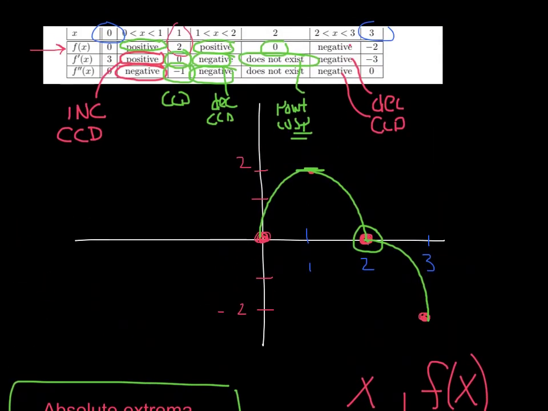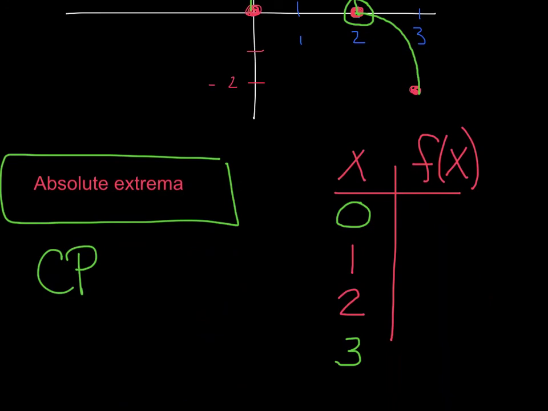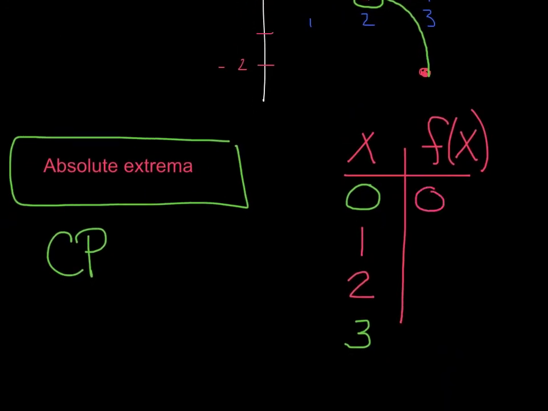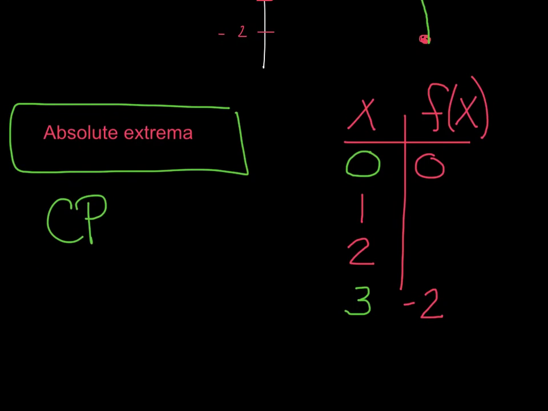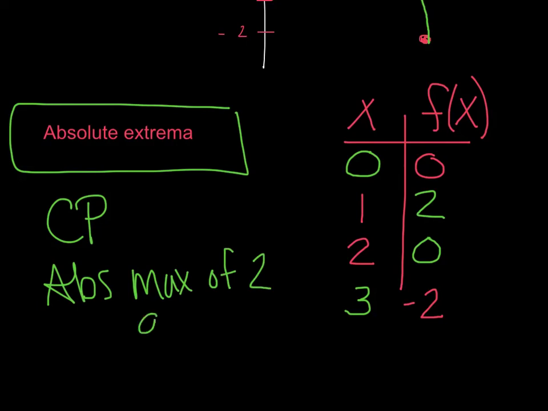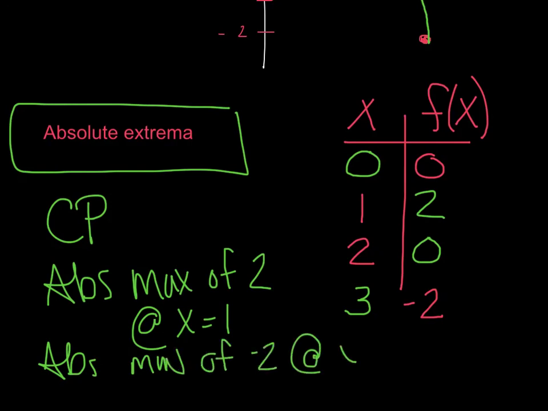At 0, I knew my function was 0. At 3, I knew my function was negative 2. Whoops. So at 0, I was at 0. At 3, I was at negative 2. At 1, I was at 2, and at 2 I was at 0. So I can say I have an absolute max of 2, and that happens at x equals 1. And I have an absolute min of negative 2, and that happens at x equals 3.